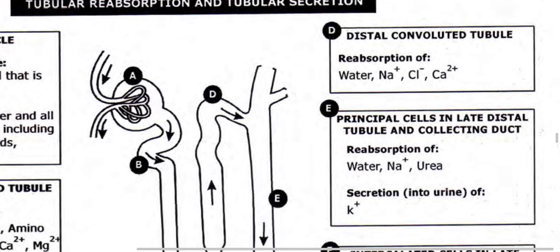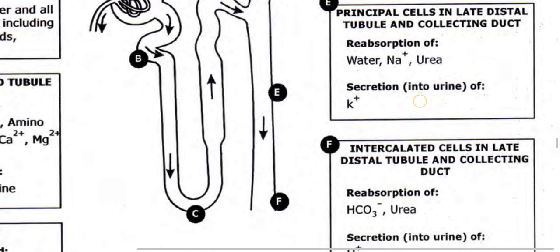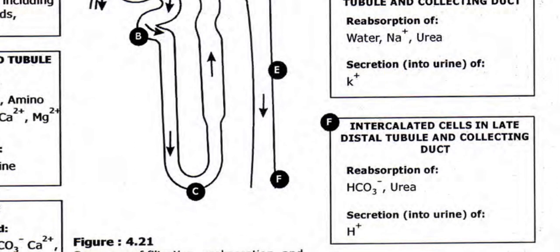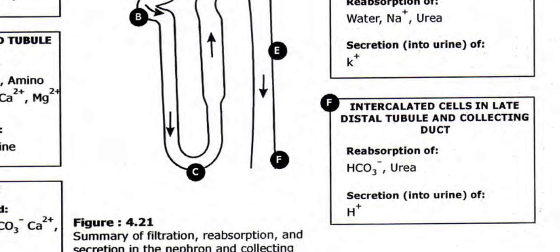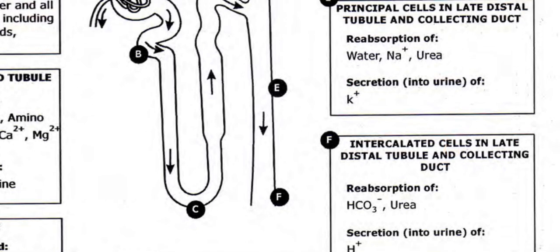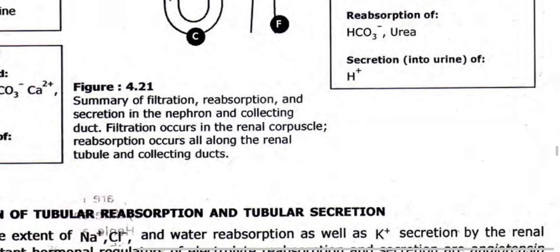Then principal cells in late distal tubule and collecting duct. They carry out reabsorption of water, Na+, urea and secretion into urine of K+. Then intercalated cells in late distal tubule and collecting duct. Reabsorption of HCO3- and urea, secretion into urine of H+. That is happening in these intercalated cells in the late distal tubule and collecting duct. F represents the collecting duct region.